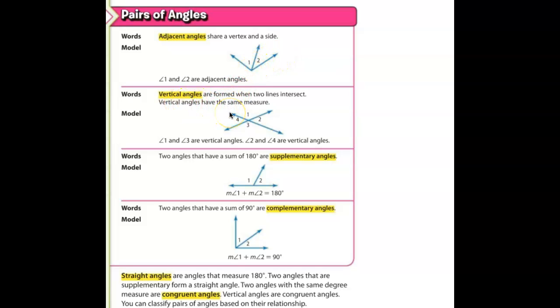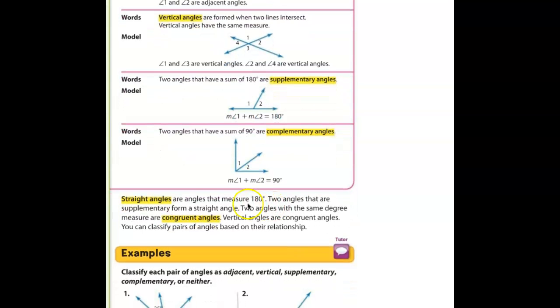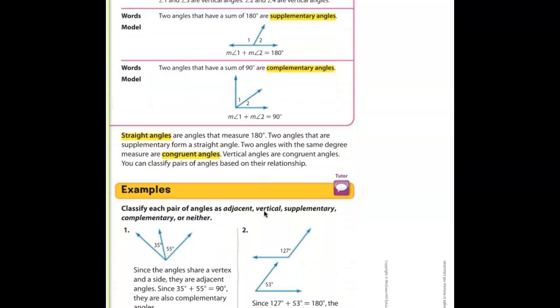The next example are vertical angles, and if you have two lines that intersect, the vertical angles are the angles that are across from each other, and they are congruent to each other. Supplementary angles are two angles that are adjacent, but when you add their measures together, they equal 180 degrees, which is a straight line. And then complementary angles are also adjacent. They share a side and a vertex, but their two measures add together to equal 90 degrees. All right.